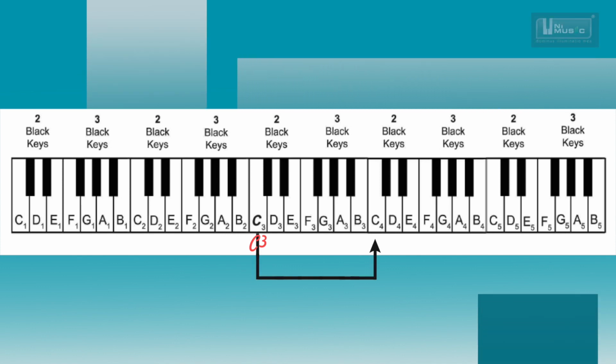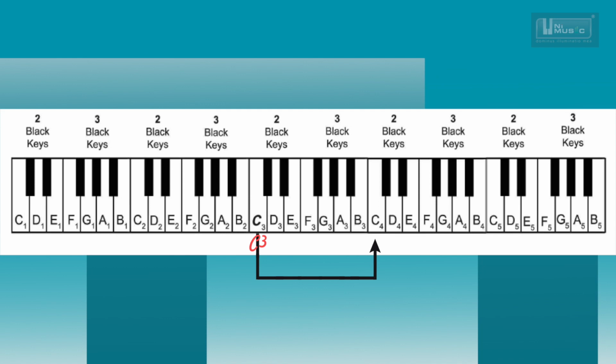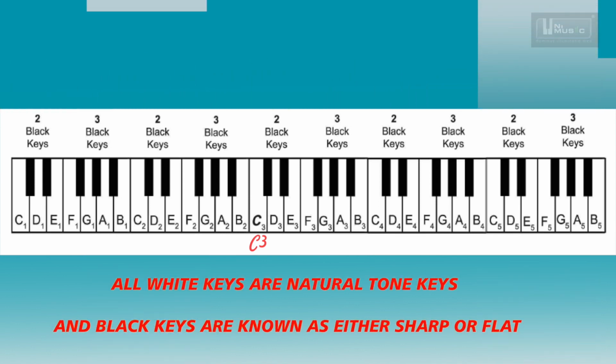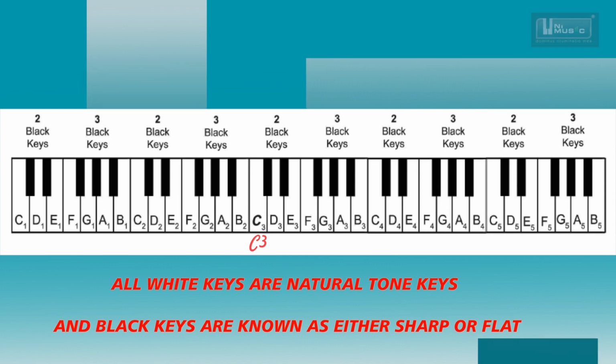C is the 8th note, or octave, of the previous C. All white keys are natural tone keys, and black keys are known as either sharp or flat.